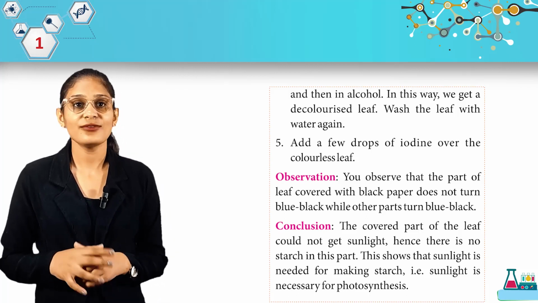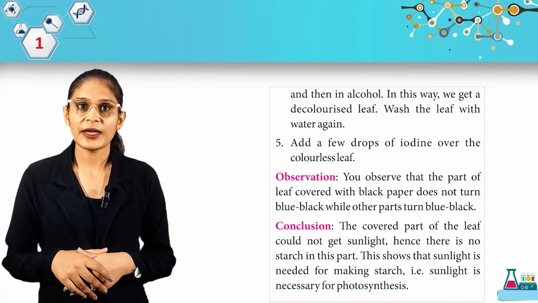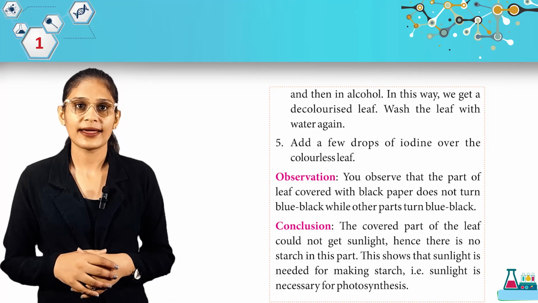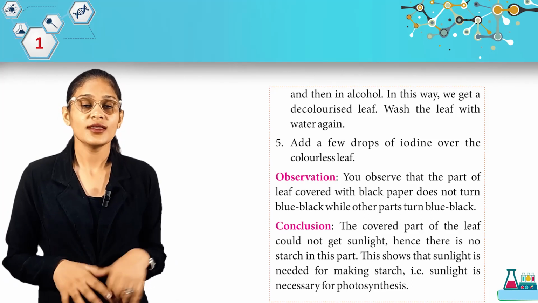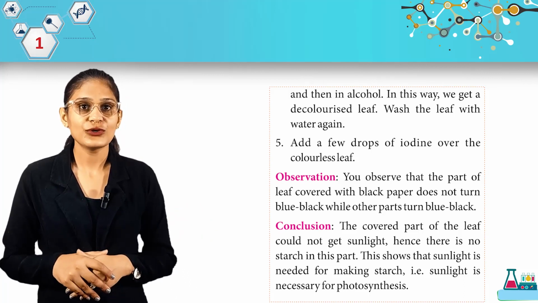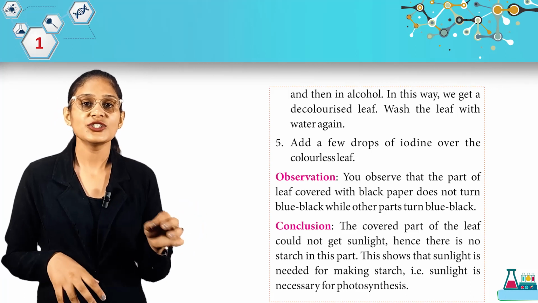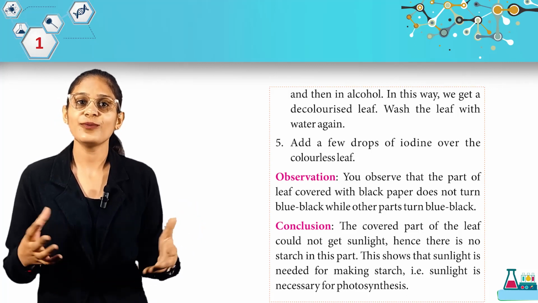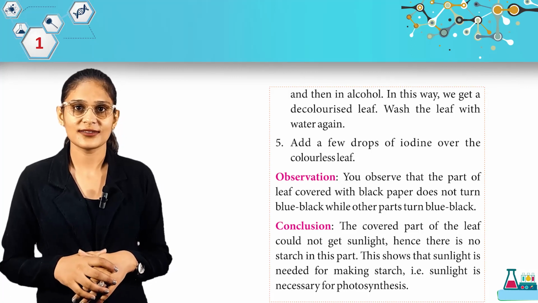Here we have the observation. You observe that the part of the leaf covered with black paper does not turn blue-black, while other parts turn blue-black. Conclusion: the covered part of the leaf could not get sunlight, hence there is no starch in this part. This shows that sunlight is needed for making starch. That means sunlight is necessary for photosynthesis.